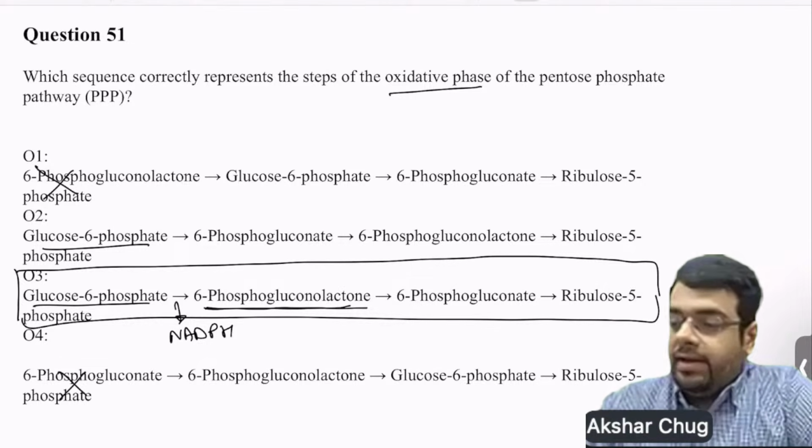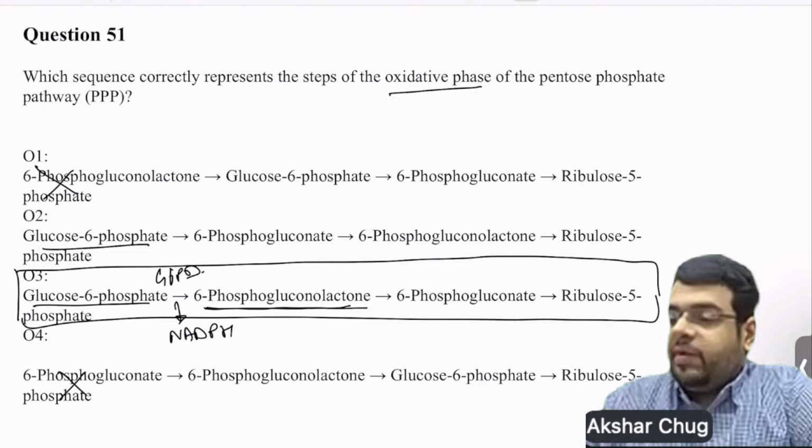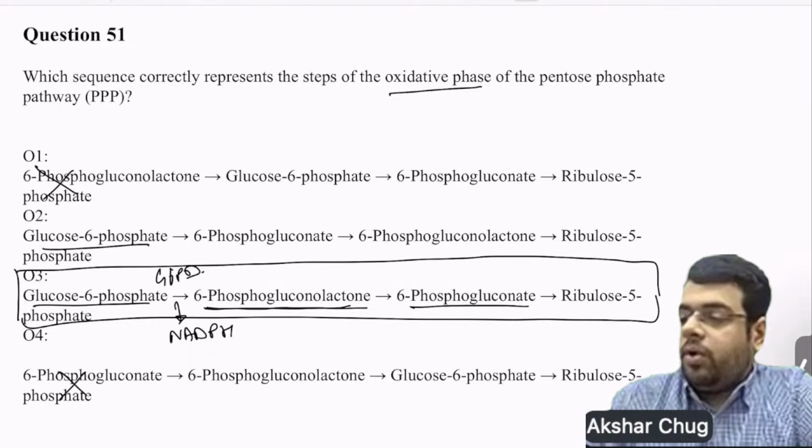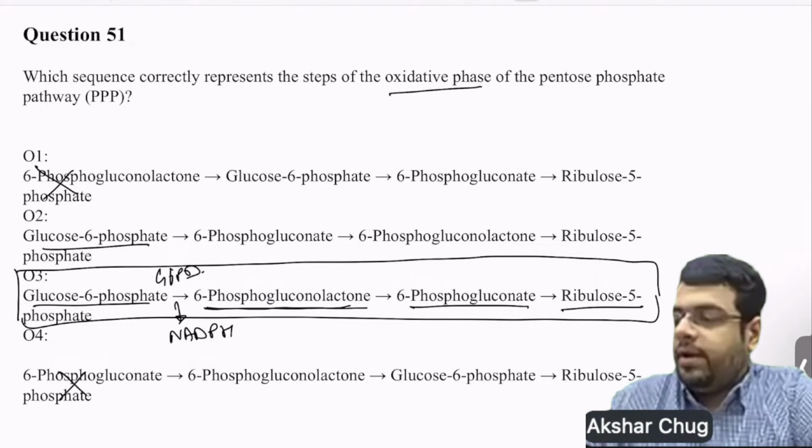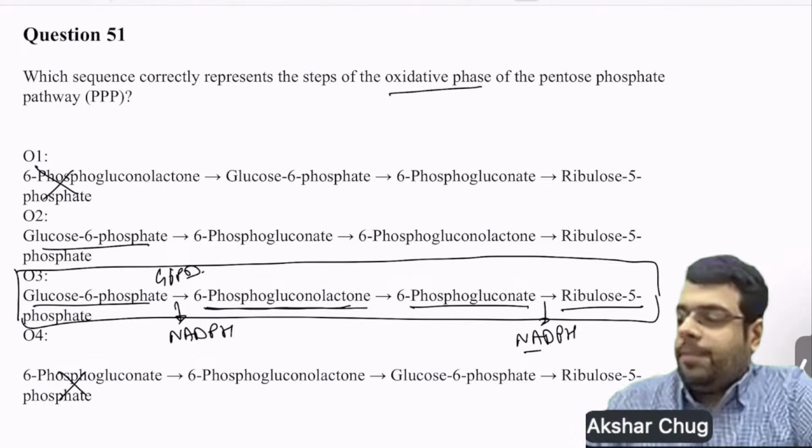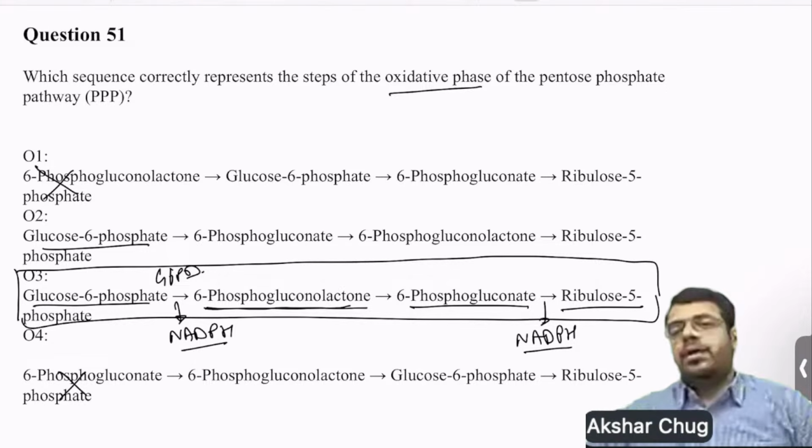And here the enzyme involved is 6-PGD. Then it will convert into 6-phosphogluconate, and it will finally convert into ribulose 5-phosphate, again generating one molecule of NADPH. So the production of NADPH suggests that this is the oxidative pathway.